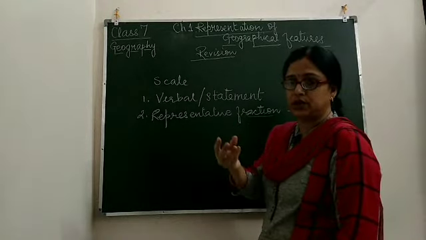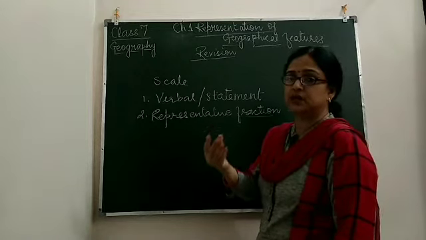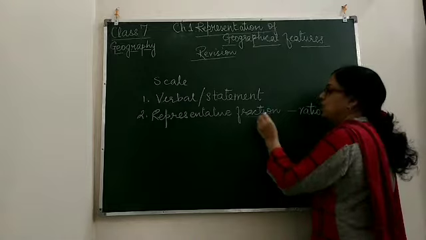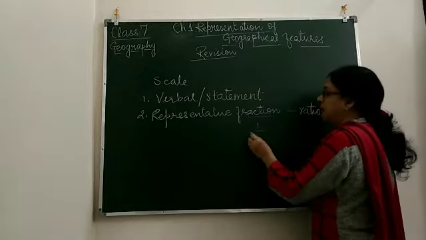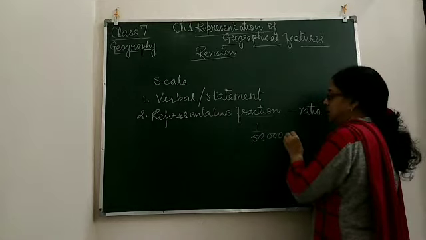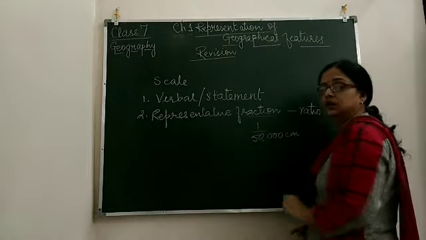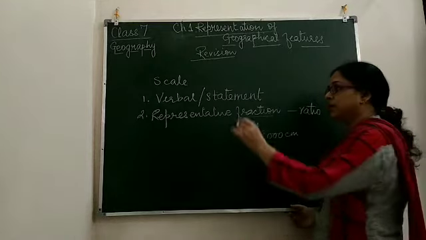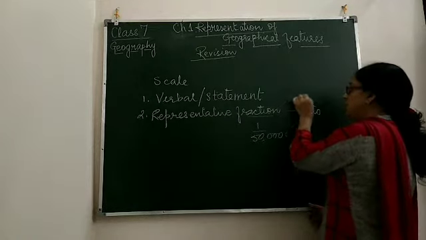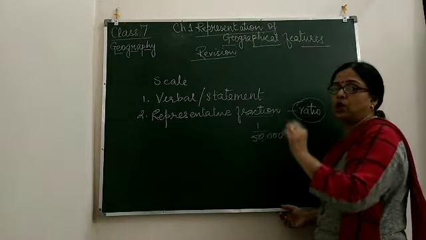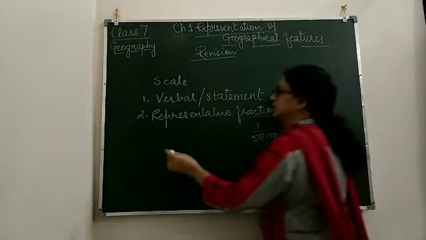What is the ratio there? That ratio is expressed in the form of a fraction. The numerator should always remain 1, and corresponding to that is the ground distance in centimeter, the unit remaining the same. So keep it in mind, the representative fraction always shows the ratio of the map distance and the ground distance.